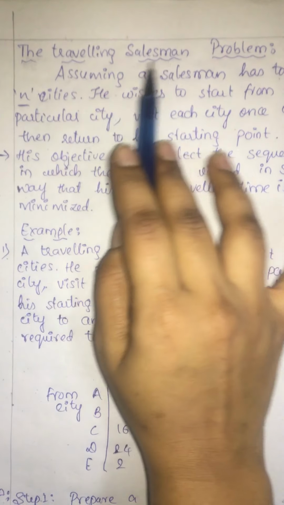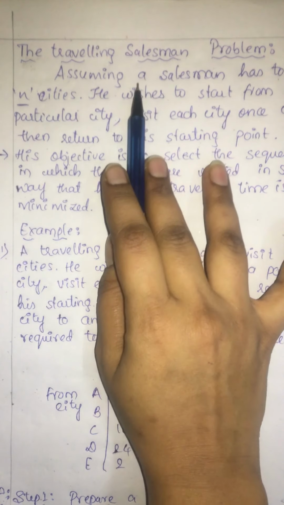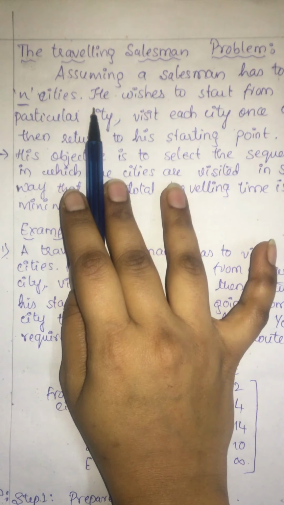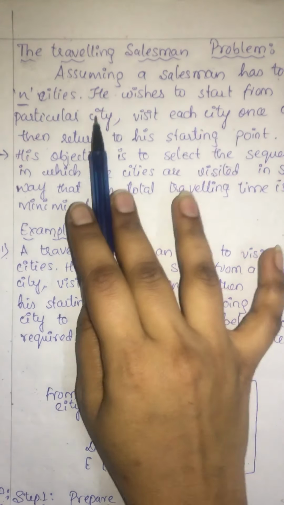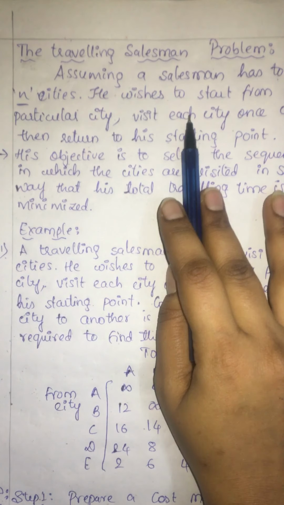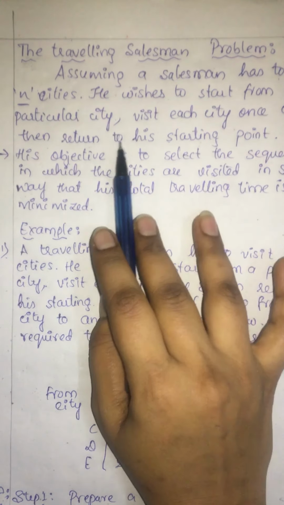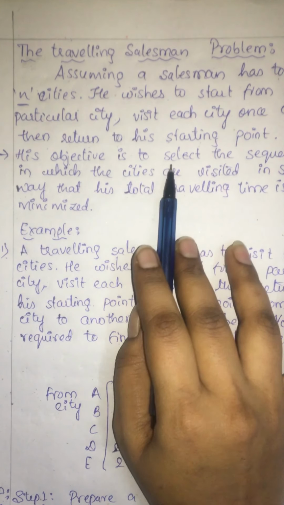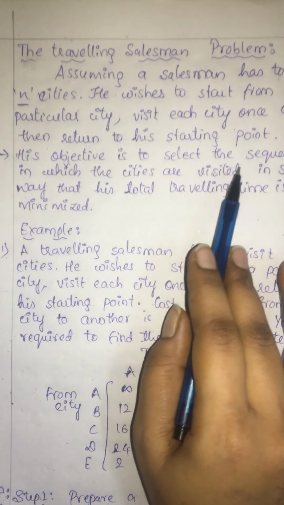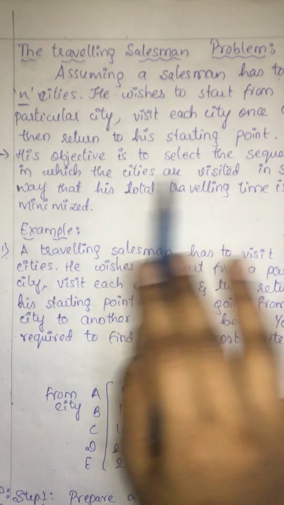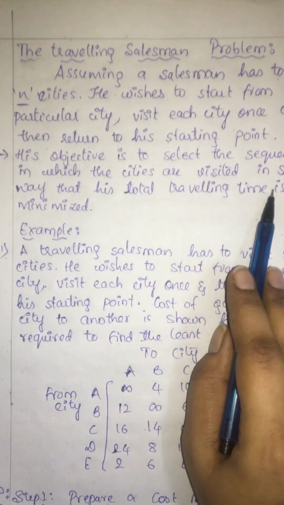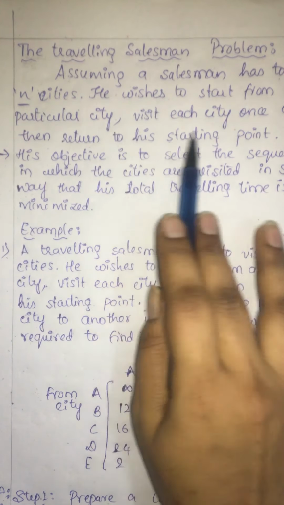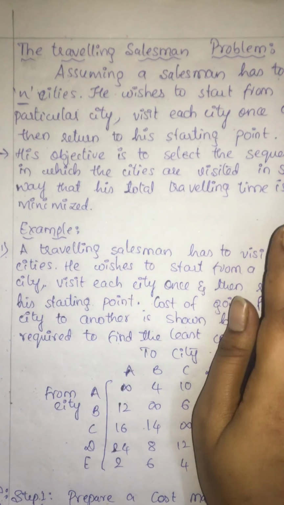So the concept of the traveling salesman problem says that we have to assume a salesman that has to visit n number of cities. He wishes to start from any particular city and he should visit each city once and then return back to his starting point. His main objective is to select the sequence of the cities in which he can visit in such a way that his total traveling time should be minimized. So this is the motto of the traveling salesman problem, which is solved by using the assignment problem.